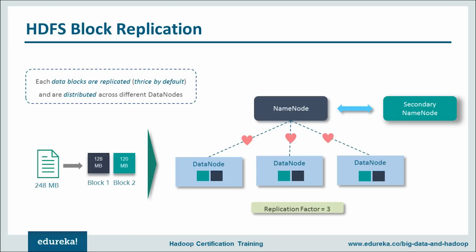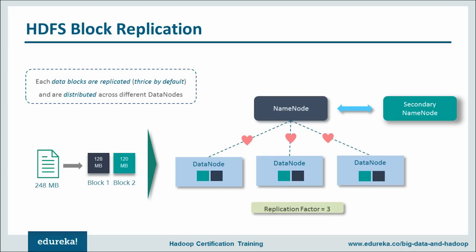So replication factor equal to 3 means that there are 3 similar blocks in your Hadoop cluster. You can see that I have a file of 248 megabytes, 128 megabytes, and 120 megabytes. My block 1 is there 3 times, and block 2 is also there 3 times in 3 different data nodes. We use this replication factor so that if any of the data nodes goes down, we can retrieve the data block back from the 2 different data nodes. So this is how data blocks are replicated in HDFS.